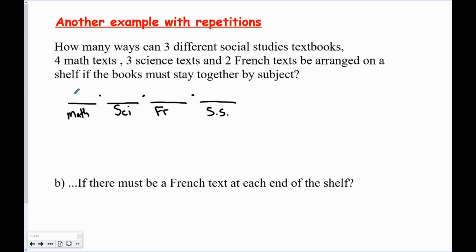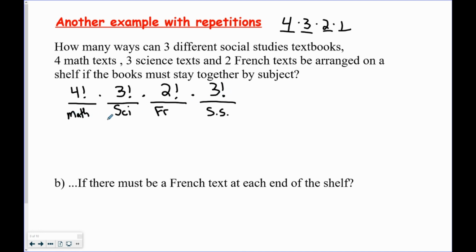Okay, so within the group of math textbooks, there's 4 factorial ways you can arrange them, right? It's like having 4 people sitting in a row. So within that group, I got 4 choices for the first book, 3 choices for the next one, 2, and then 1. Same thing's going to happen with the science textbooks. So there's 3 factorial ways within that group. For my 2 French texts, there's going to be 2 factorial ways. And for my social studies books, there's 3 of them, so there's 3 factorial ways.